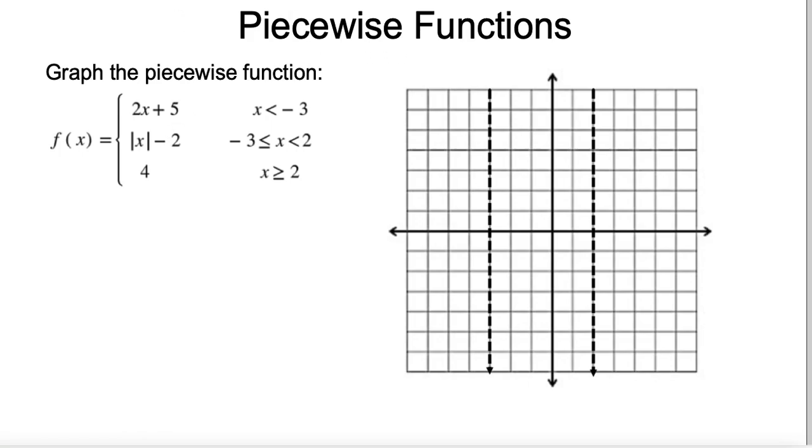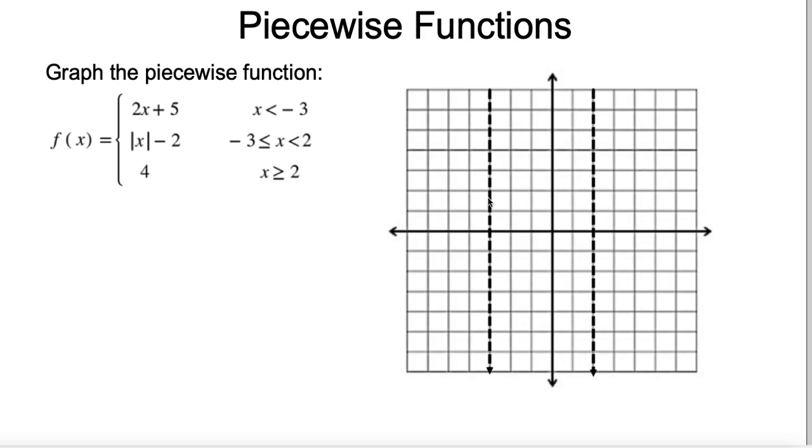Let's graph some piecewise functions. So, in order to graph a piecewise function, you have to think of what it really is. It's a function in three pieces, but it's really like three separate functions. And for example, 2x plus 5 is only present when x is less than negative 3.